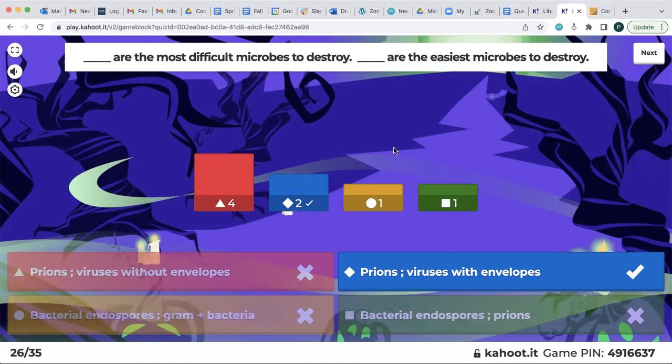On your control of microbial growth PowerPoint, there is a slide that has the order of things from most difficult to kill to least difficult to kill. Find a way to memorize that and write it on a piece of scratch paper, write it over and over again. It's an important thing to remember, like what things are easier to kill than others. But yes, prions are the hardest thing to kill. But strangely enough, viruses with envelopes are easier to destroy than viruses without envelopes.